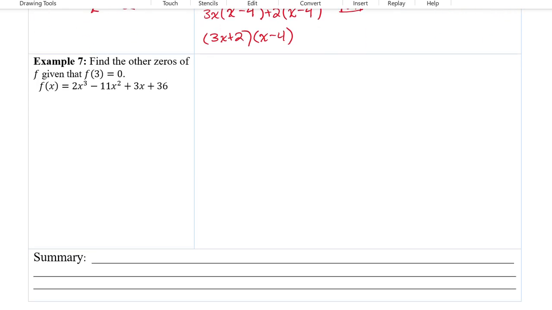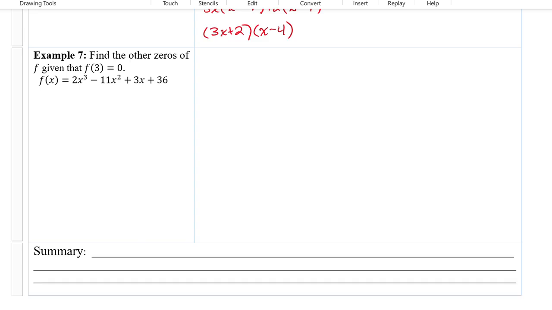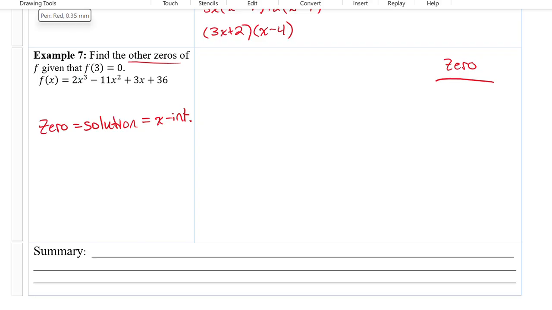Another type of problem you might see is one that says not to completely factor, but to find zeros. What we've been given here is 1, 0. A 0 is the same thing as a solution, which is the same thing as an x-intercept. They all mean the same thing. They're all synonyms of each other. Whatever the degree of a polynomial is, it will tell you how many zeros or solutions you should get. Our degree is 3, so I should get 3 numbers as my solution.